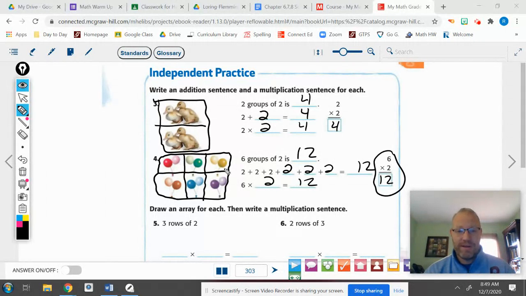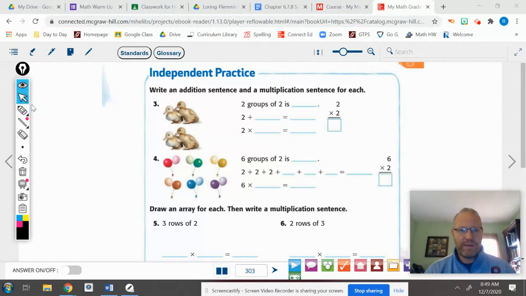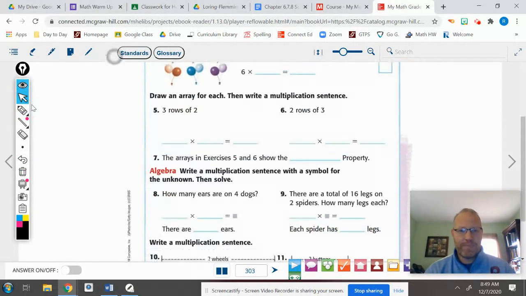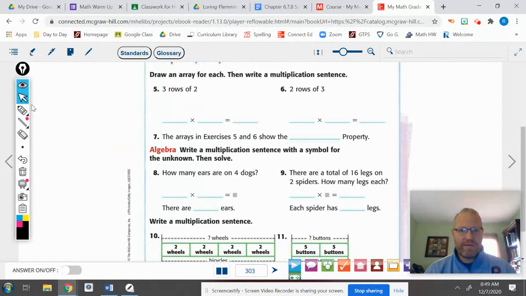It says here, draw an array. So I'm going to erase all my screen. If you needed that, go back and check it out. Draw an array for each, then write a multiplication sentence. So you have to draw the array. They didn't give us much space, but we can utilize the space on the side of your page, or I'm just going to do it right here. Just do it semi-small.